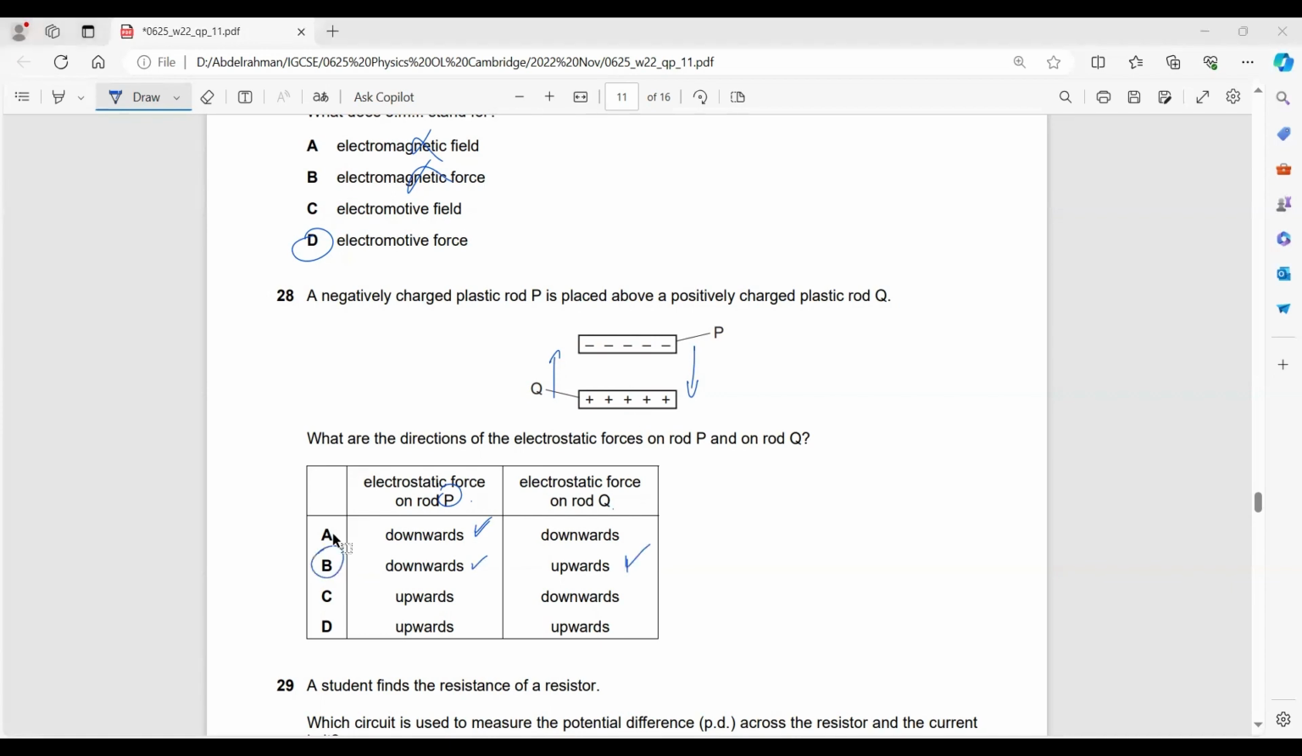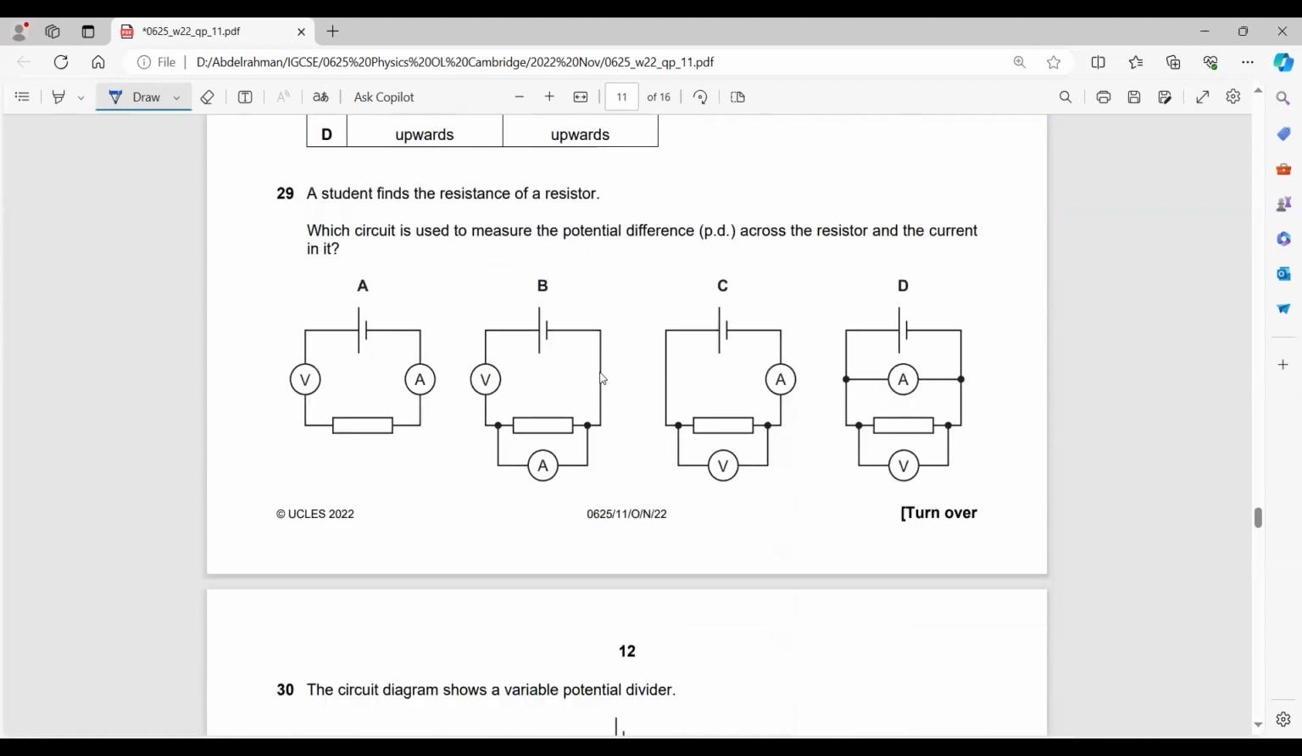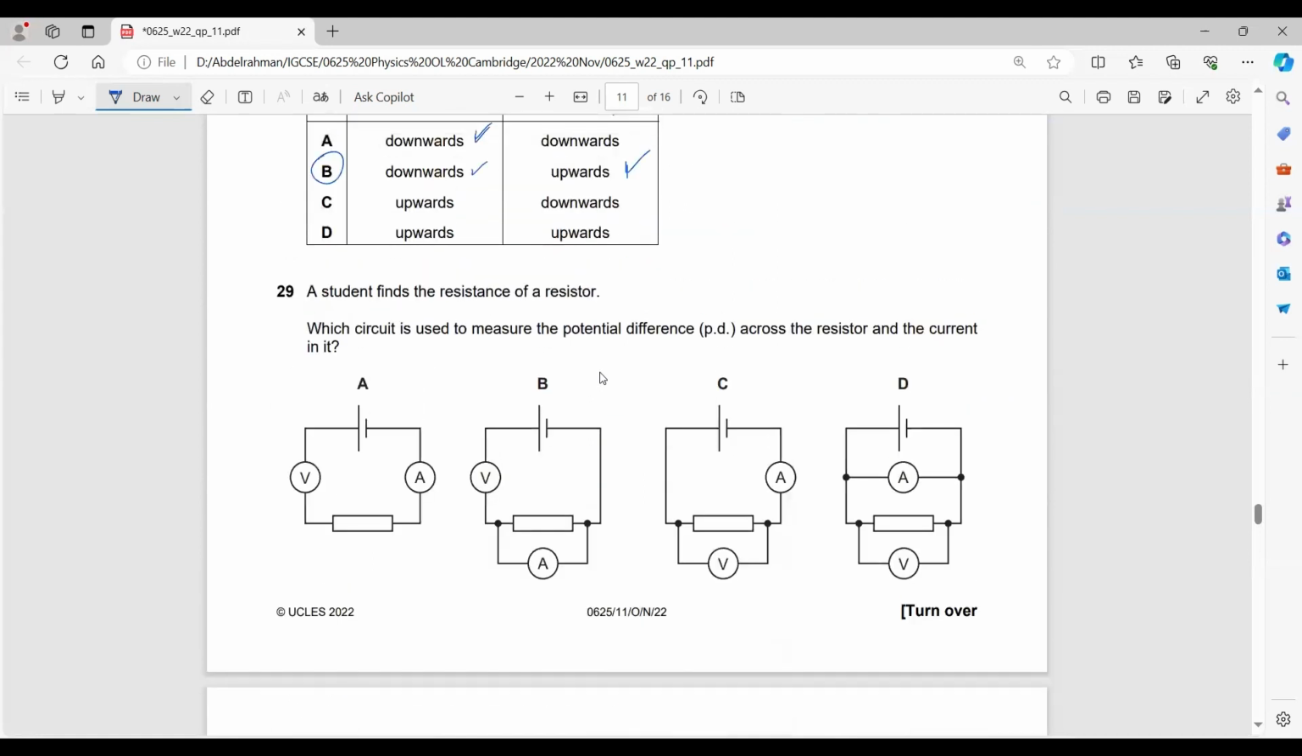Okay. Which circuit is used to measure the potential difference and the current? In other words, in which circuit do we have the voltmeter and the ammeter in their correct positions? The only correct position would be C.